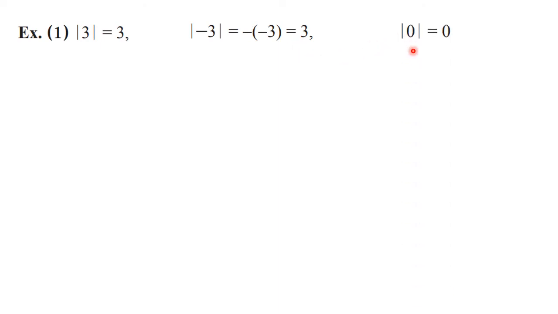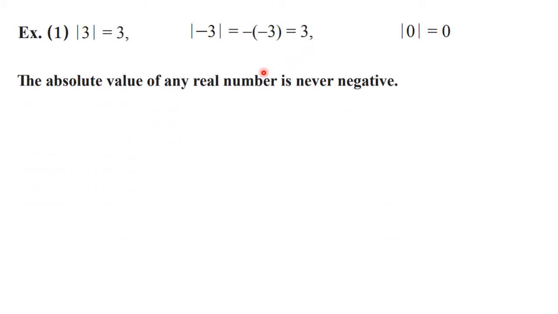Next one, if we have 0, then modulus of 0 is 0. So in this way we can understand that the absolute value can be 0 or it can be positive, but it is never negative. Even though inside you have a negative sign, in the final answer you are going to have a positive sign itself. So from this we can make this rule that the absolute value of any real number is always positive or it is never negative. It is either 0 or positive, but it is never negative.